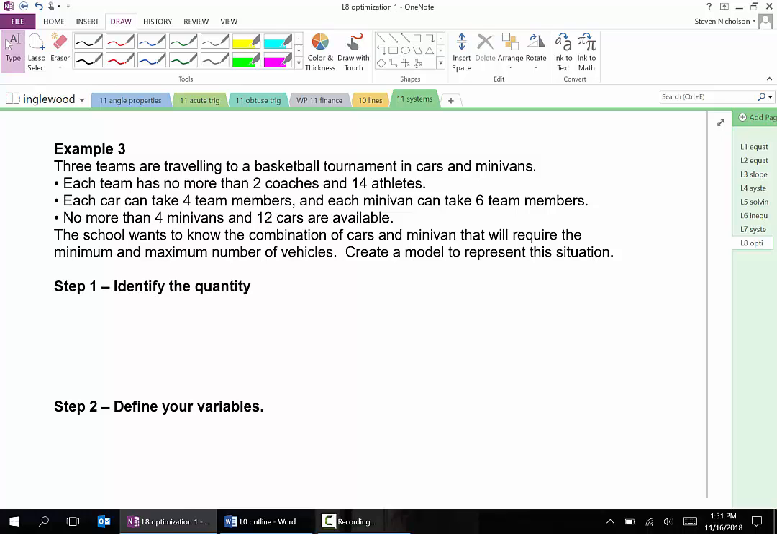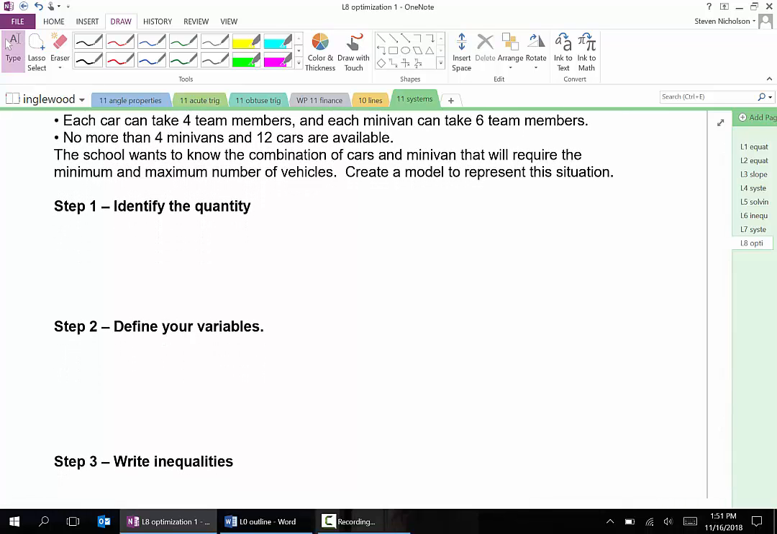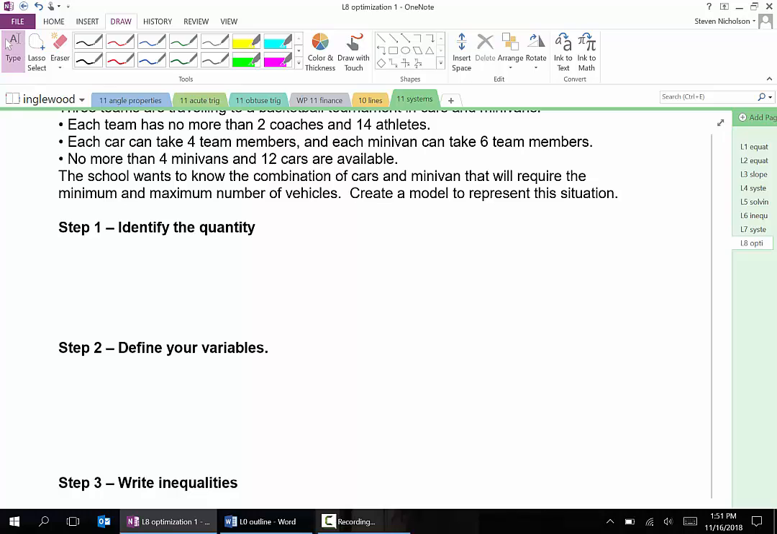So in looking at this, I don't care that there are three teams. I just care about each team. So identify the quantities, identify what you are changing, and this helps you define your variables. The quantity that we want to actually determine is the number of vehicles. I guess it should be identify the question. Identify the question you want to be answered, and it's the number of vehicles. And the vehicles can be cars and vans.